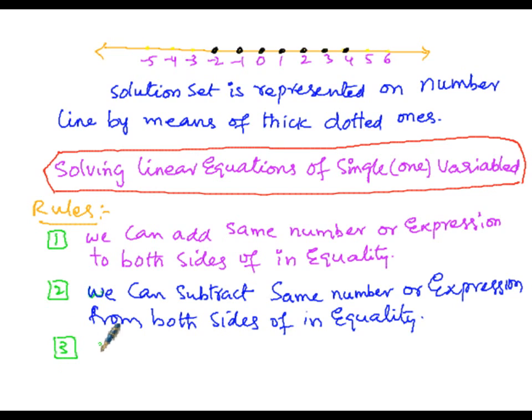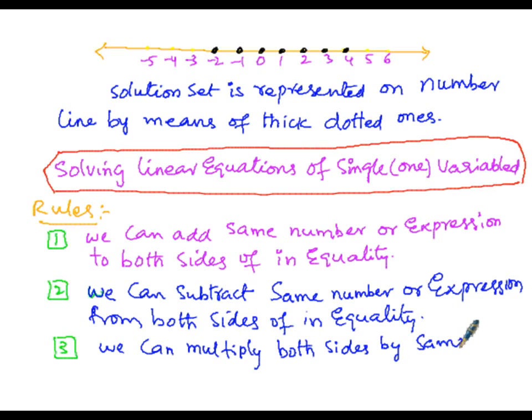We can multiply both sides by the same positive number. Similarly, as in the last step, that is the fourth rule. So, here we can divide both sides by the same positive number.